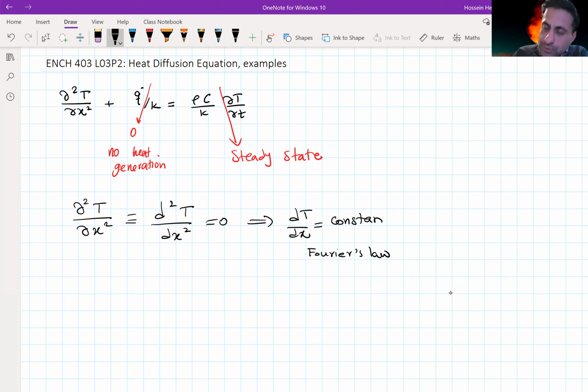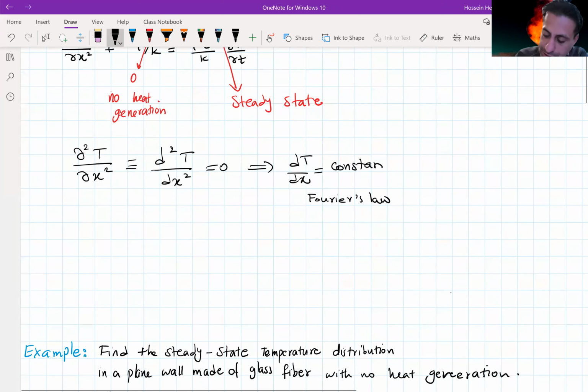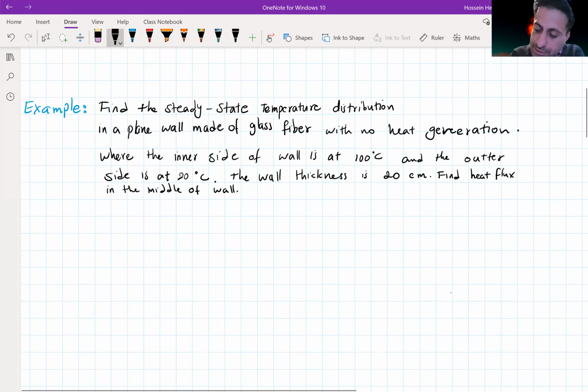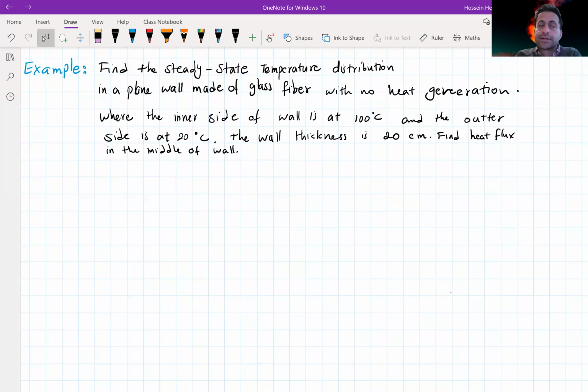I'd like to go through a few examples here on using this heat diffusion equation for various conduction problems. One of the problems I have written down: we would like to find a steady state temperature profile in a plane wall made of glass fiber. There is no heat generation within the wall, and the inner side of the wall is at 100 degrees C and the outer side is at 20 degrees C. The wall thickness is 20 centimeters. Find the heat flux in the middle of the wall.